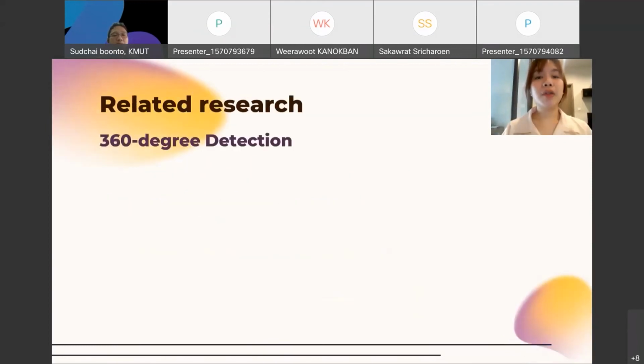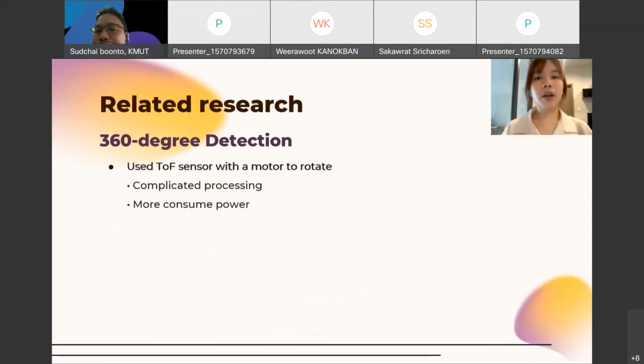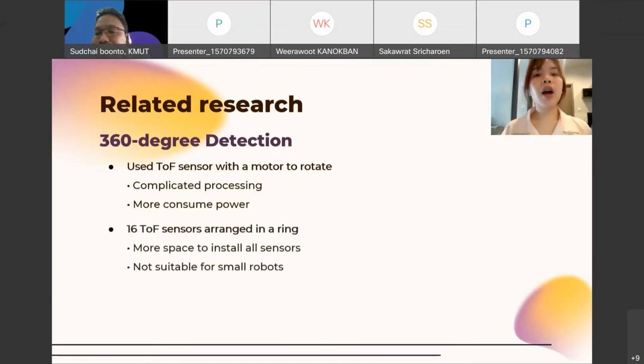Some studies have used TOF sensors for 360 degrees detection. For example, a TOF sensor is mounted on a motor to rotate for detecting objects. However, this method requires more complicated processing and energy consumption to supply power to turn the motor all the time. Another example is a link of 16 TOF sensors. However, this design uses too many sensors. This means that the robot needs more space to install all the sensors. Therefore, it is not suitable for a small robot.